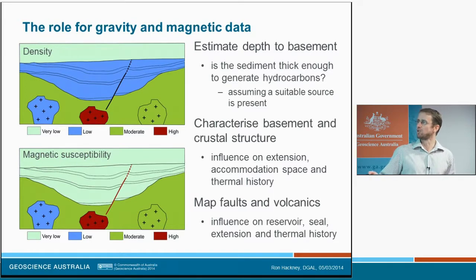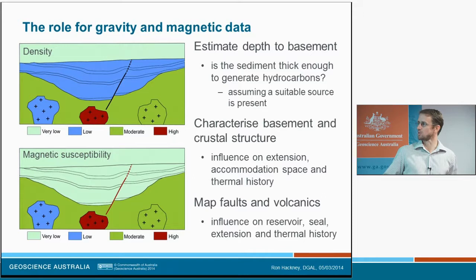And so the influence of the basement is important because it influences how much extension we might have in the basin, which then relates to how much accommodation space, so how much space we've got to fill with sediments, and also then the thermal history of the basin. So, were there peaks in heat flow during the evolution of the basin?